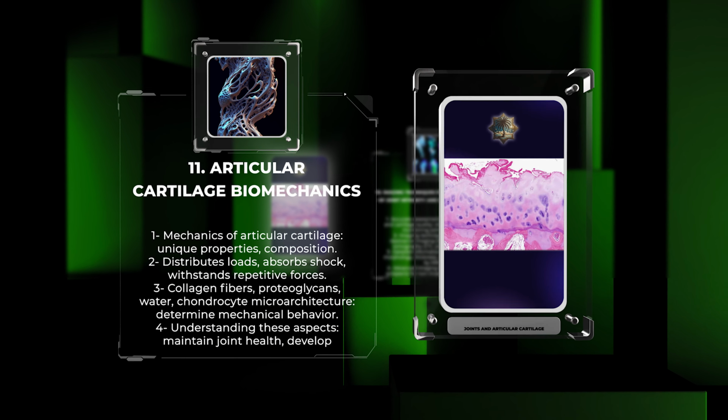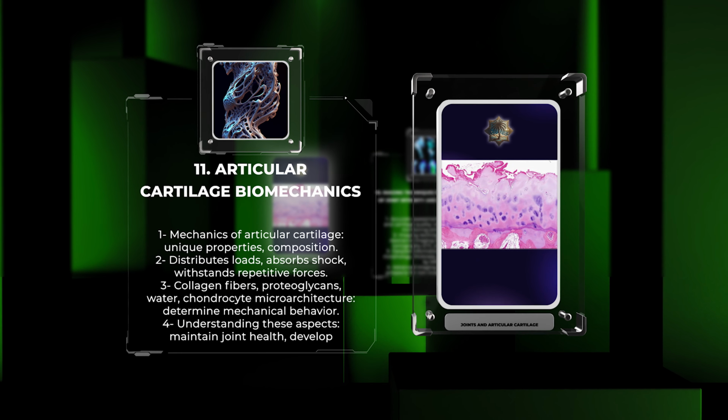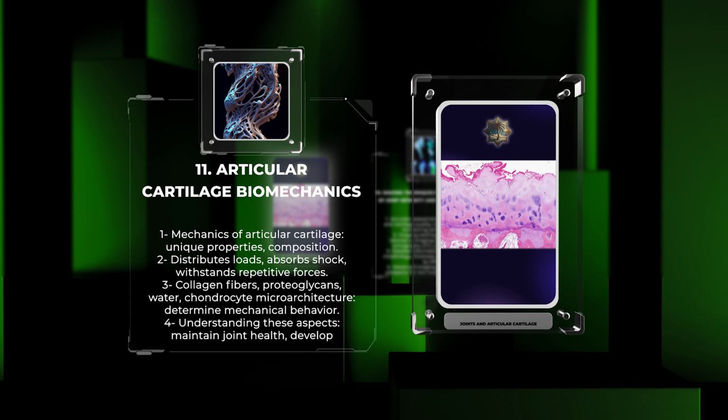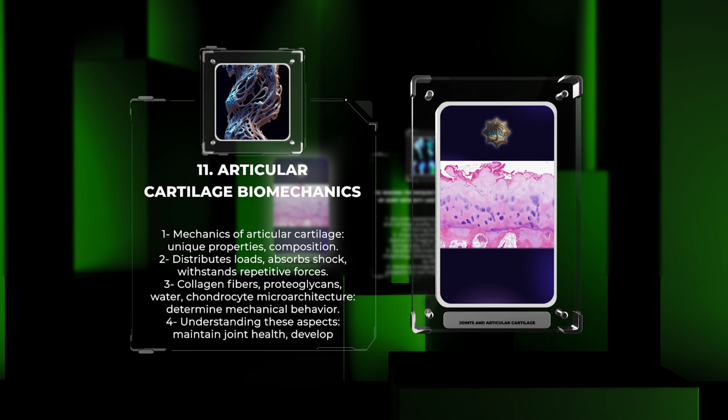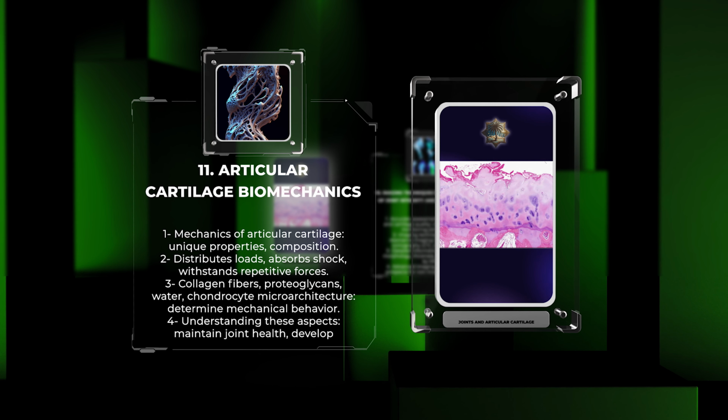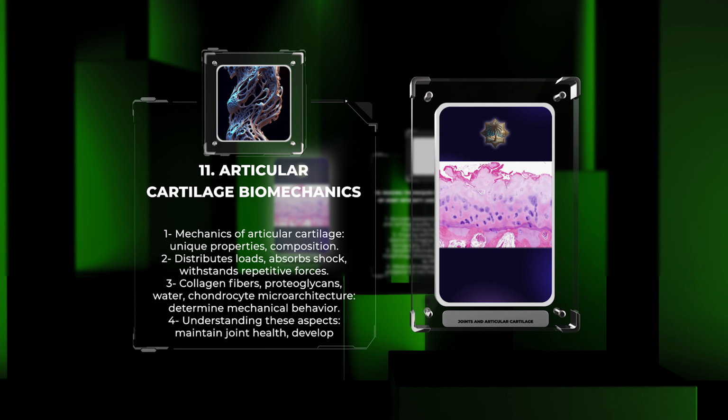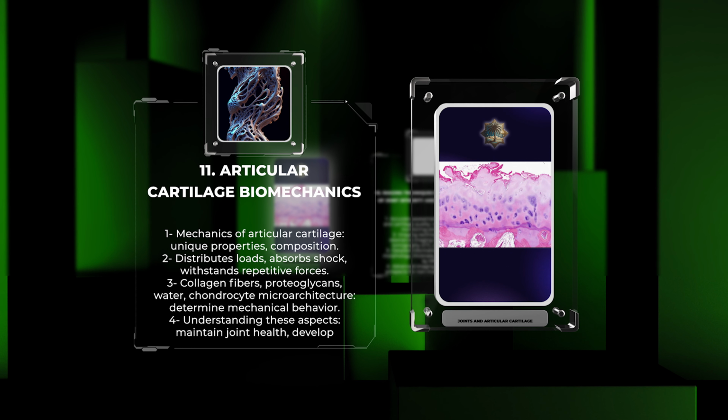In this section, we will explore the mechanics of articular cartilage. We will discuss how its unique properties and composition allow it to distribute loads, absorb shock, and withstand repetitive forces. We will also investigate the role of collagen fibers, proteoglycans, water, and chondrocyte microarchitecture in determining its mechanical behavior. Understanding these aspects will help us maintain joint health and develop treatments for cartilage damage.